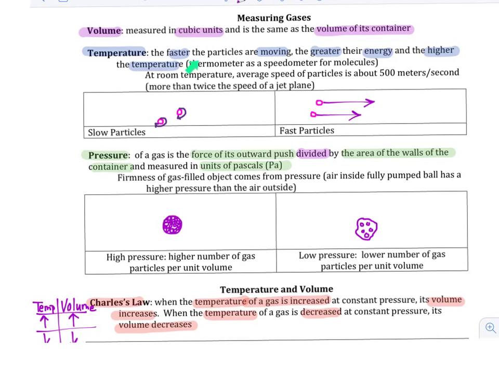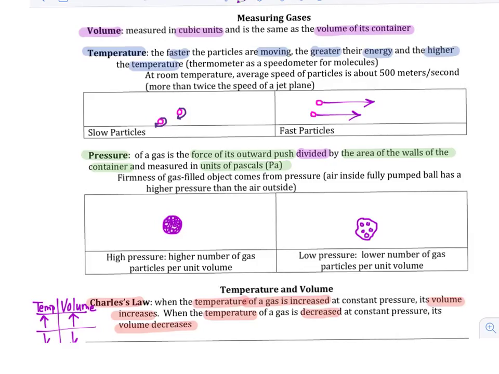So a thermometer is almost like a speedometer for molecules, how fast they are moving, just like a speedometer measures how fast a vehicle is moving. At room temperature, the average speed of particles is about 500 meters per second, which is actually more than twice the speed of a jet plane. So that gives you an idea for how fast gas particles are moving just at room temperature.